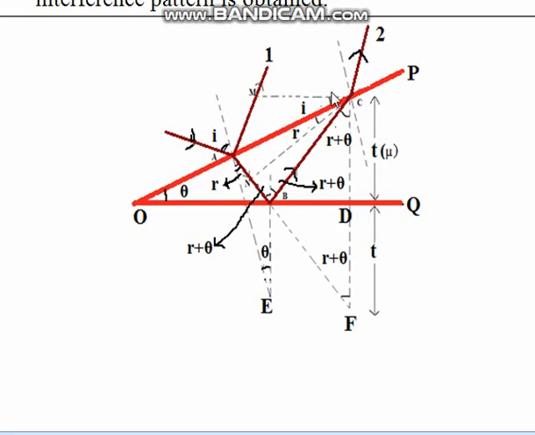In order to find the path difference, we draw a normal. These two rays are more or less parallel to each other. CM is the normal. Beyond CM, the two rays are parallel, so there is no path difference at all. The path difference is from the back side of points M and C.